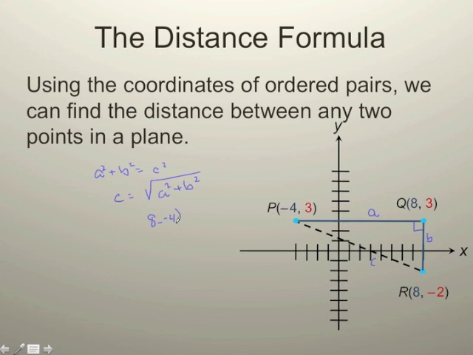8 minus negative 4, squared, would be side A. Side B, you'll notice the x values are the same, so I use the y values. It doesn't even have to be in the same order: 3 minus negative 2, squared. We'll take the square root of this. This will be 12 squared, 144, plus 5 squared, 25. The square root of that, the square root of 169, means the length of this side, C, is 13.